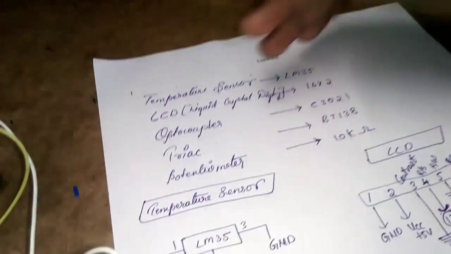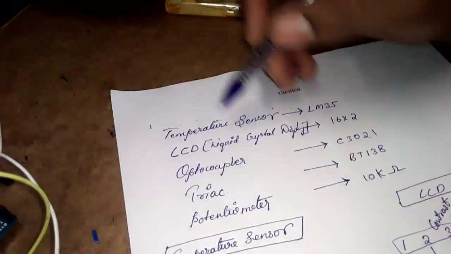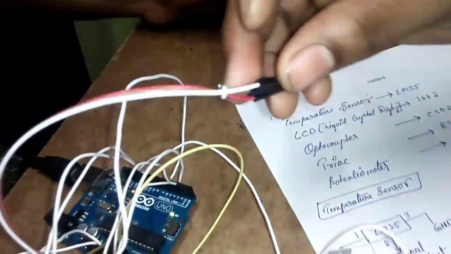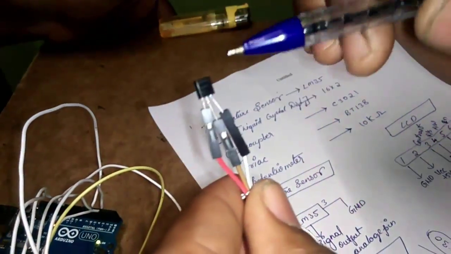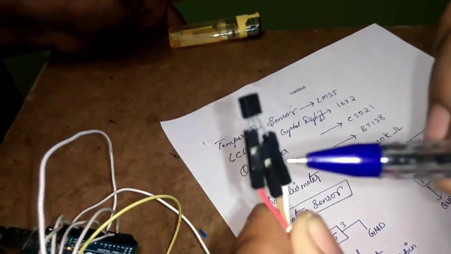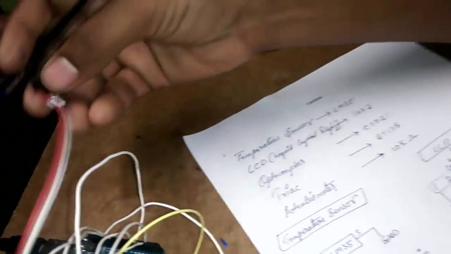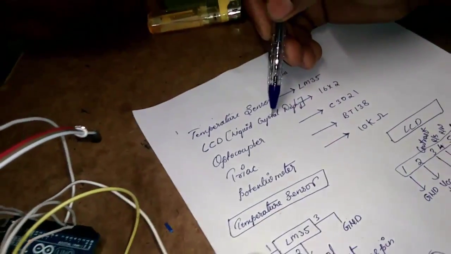Now let us see in practical what these topics are. The temperature sensor looks like this. When we are seeing from here, the components are: the first one is the temperature sensor with terminals 1, 2 and 3. And the second is the LCD, liquid crystal display. It's here.